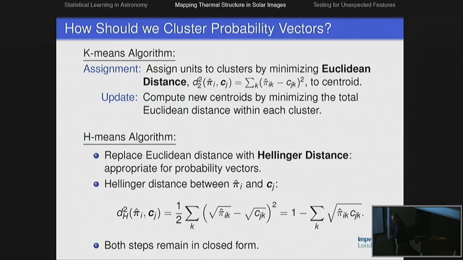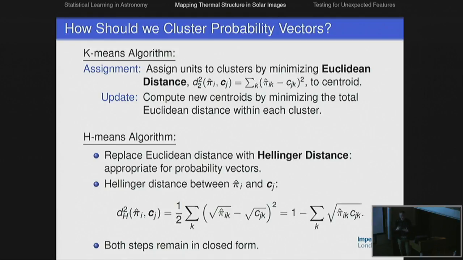In this case, what we're looking at are positive quantities, but they're more than that. They're probability vectors, vectors of numbers between 0 and 1 that sum to 1. So the Euclidean distance seems like a bit of an odd choice to us. So we thought about replacing the Euclidean distance with what's called the Hellinger distance, which has a lot of nice statistical properties that I won't go into, but it's basically a distance between probability distributions.